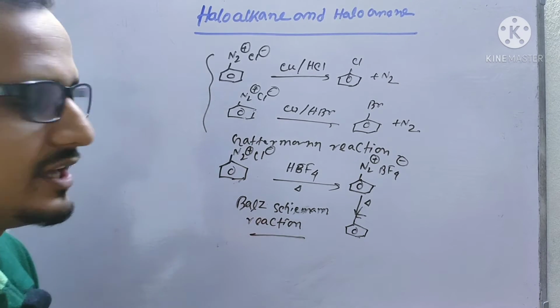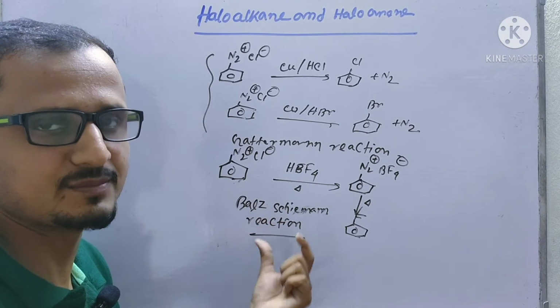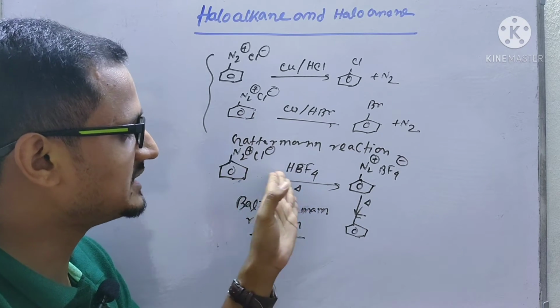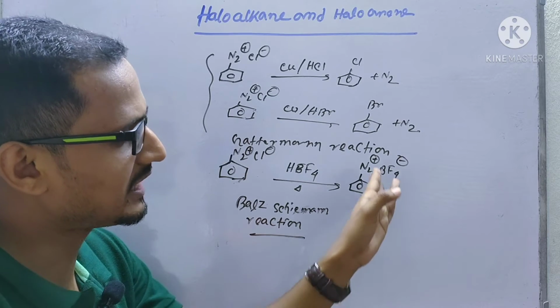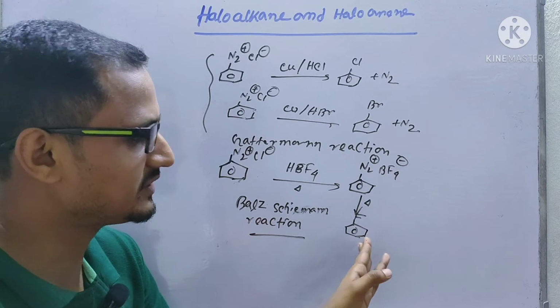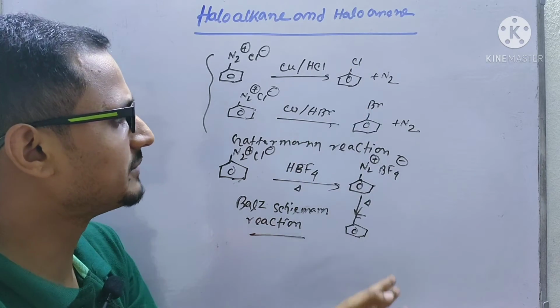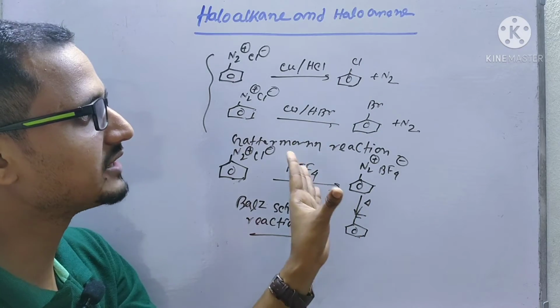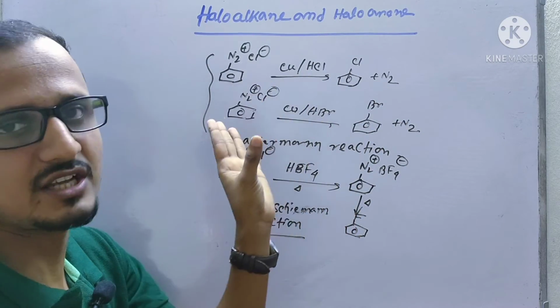No need to memorize the name of this reaction. You can do it by normal HBF4: N2 plus Cl minus gives N2 plus BF4 minus. Then if you heat, after removal of nitrogen and BF3, you will get fluorobenzene. So this reaction is very important. So two reactions we have discussed: Sandmeyer reaction and Balz-Schiemann reaction. Now from these two methods, you can easily prepare chlorobenzene or bromobenzene from a benzene diazonium salt.